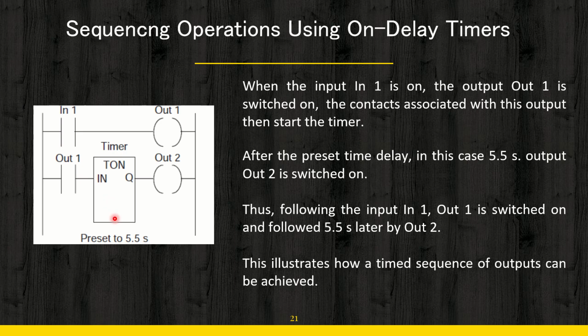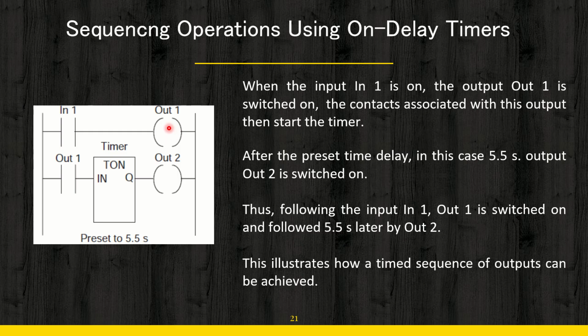So the timer will run for the preset timing. Here the preset is 5.5 seconds. After this 5.5 seconds is over, your output 2 is switched on. Now you can see, following the input in 1, output 1 is switched on, followed 5.5 seconds later by output 2. You just think of two LEDs here.